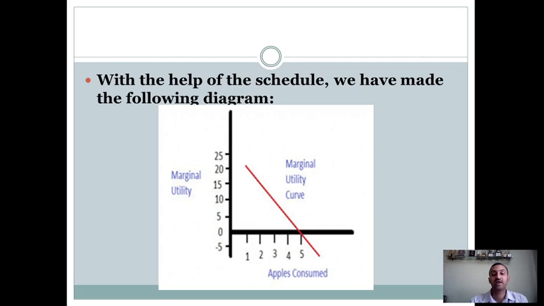This red line is the marginal utility curve. On one side marginal utility is plotted and on the other side apples consumed are plotted. So this is how the law of diminishing marginal utility works.